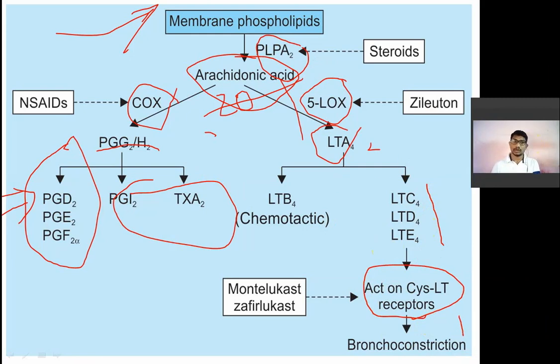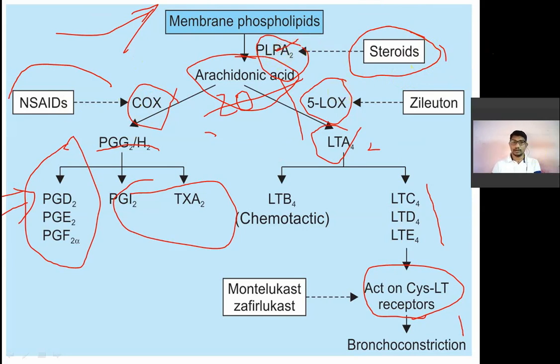Blocking of this COX-1, you will get anti-inflammatory action. So first we will see the phospholipase A2 blockers. Whatever steroidal anti-inflammatory drugs are there, like dexamethasone, betamethasone, triamcinolone, then prednisolone, all these steroidal anti-inflammatory drugs will block the synthesis of arachidonic acid from the phospholipid by inhibiting the enzyme phospholipase A2.